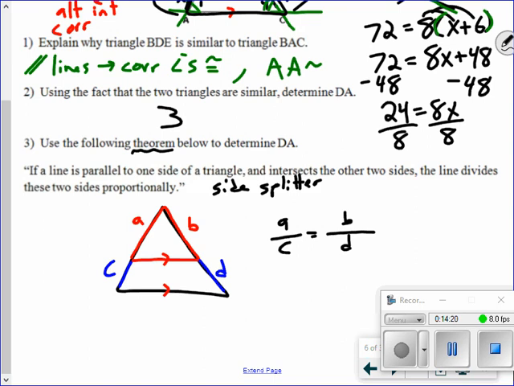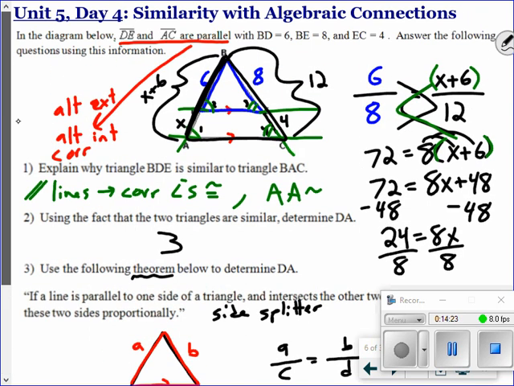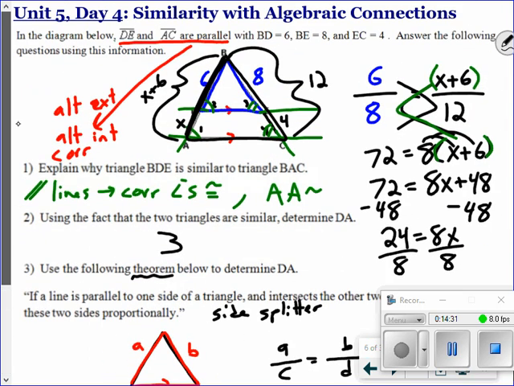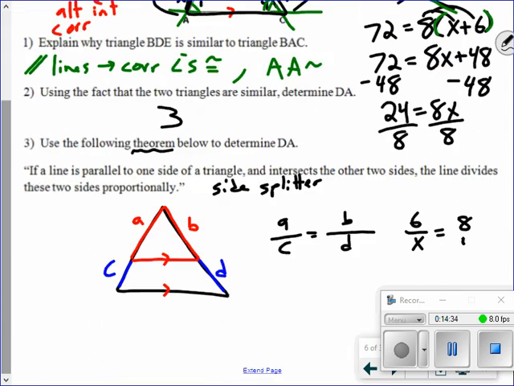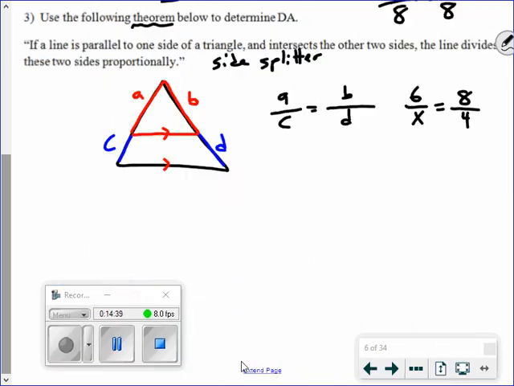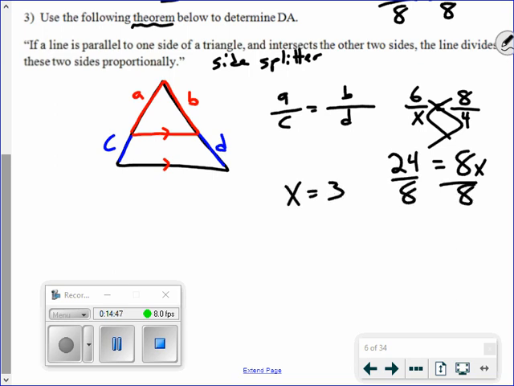If I compare that to the last problem that we had, A would be 6, C would have been x, and then we have an 8 and a 4. And if I'm solving this, 8x equals 24, divided by 8, I get x equals 3. But you have to be really careful. You have to know that these are parallel, and you have to use the sides that have been split in order for that to happen.